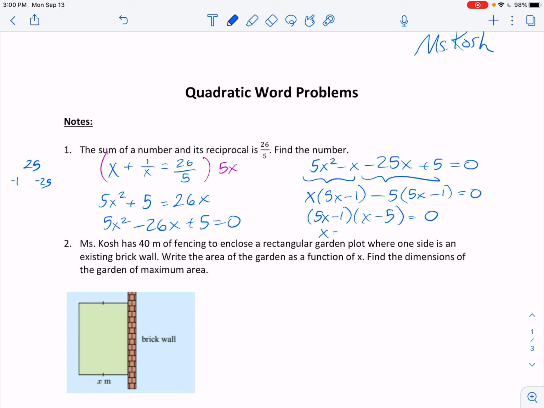My numbers are 1/5 and positive 5, which makes sense. Those are reciprocals of each other. And if you notice, you add them together and you get 26 over 5. So the sum, find the number. It can either be 1/5 or it can be 5.